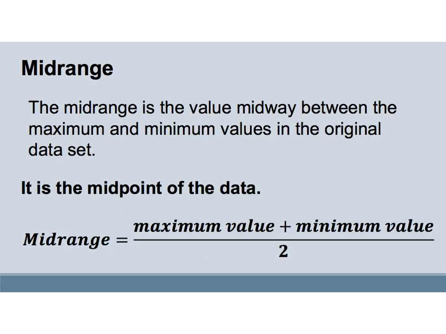Mid-range is another measure of center. This is probably one of the least used ones, but it is a good one that you can do quickly to figure out a measure of center if you, say, weren't near a computer to do the rest of them. So with mid-range, you take the max and the min and divide by 2. Add them up, divide by 2. So basically you're finding the midpoint of the data.